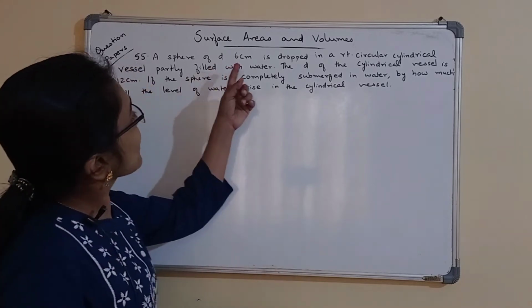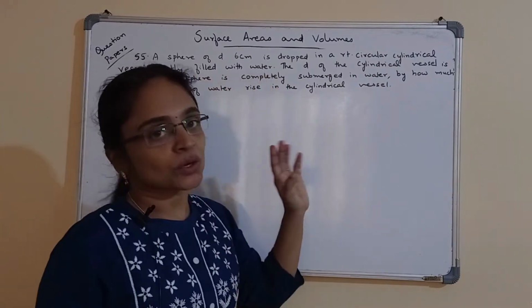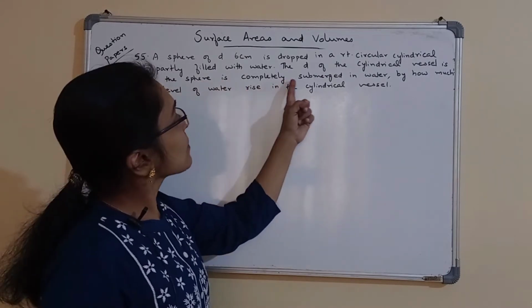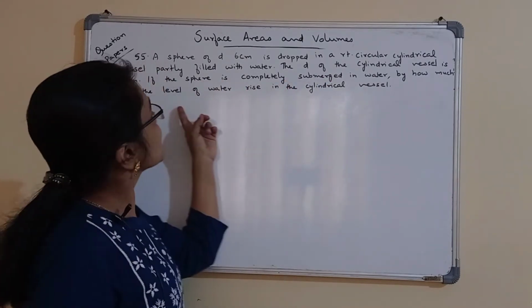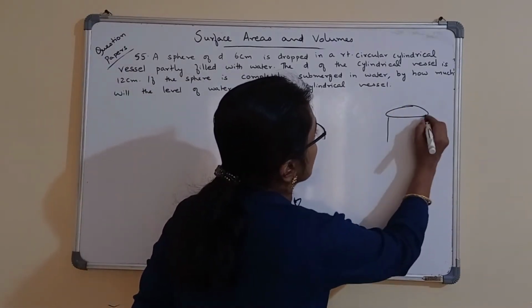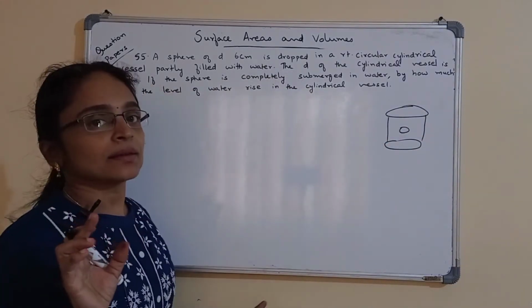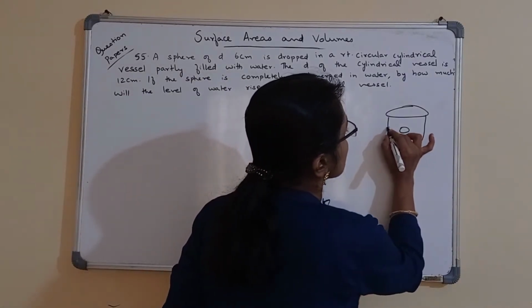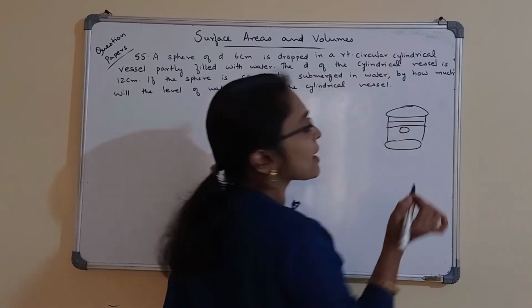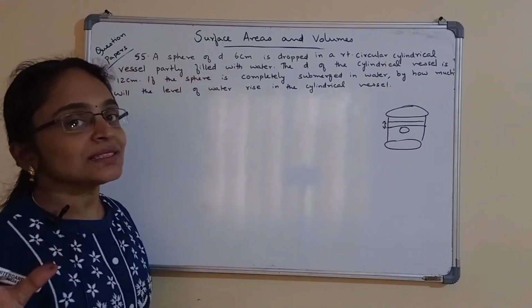Next one, a sphere of diameter 6 cm is dropped in a right circular cylinder vessel partly filled with water. The diameter of the cylindrical vessel is 12 cm. If the sphere is completely submerged in water, by how much will the level of water rise in the cylindrical vessel? So, a cylindrical vessel is there and a ball is dropped, sphere is dropped into the cylinder. So, this is having some water in it, and after dropping sphere, how much water will rise in the cylinder? That is, we have to find this rise in water in the cylinder.